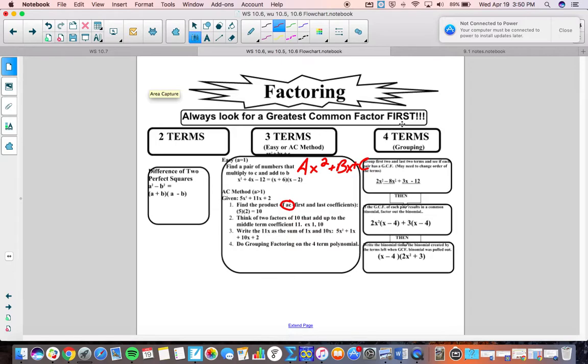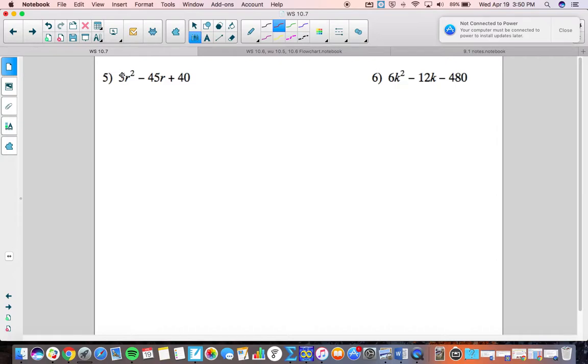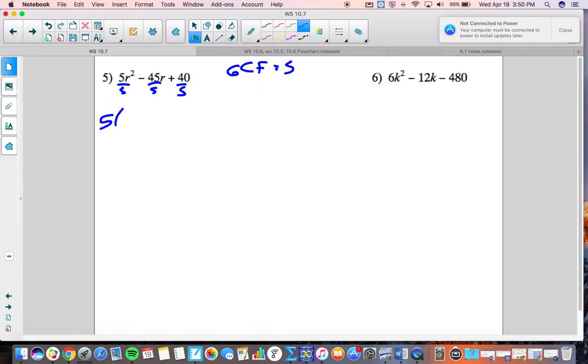Now, remember our chart here. So we're going to always look for a GCF. The process that takes a while, that's quite a bit of a process. This process that takes a while, it looks like maybe we'd have to use here because my leading coefficient is not 1. However, folks, always look for a GCF. Yeah, we have a GCF here. It's 5. So divide everything by 5. That means in the parentheses I get r squared minus 9r plus 8.